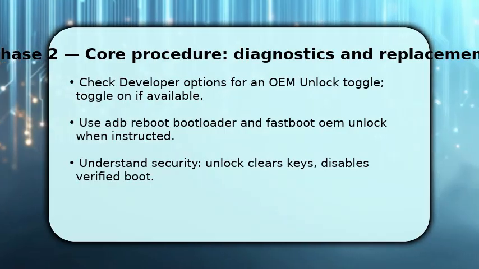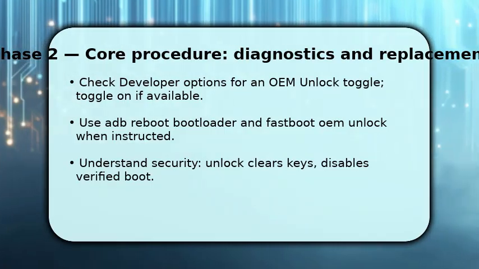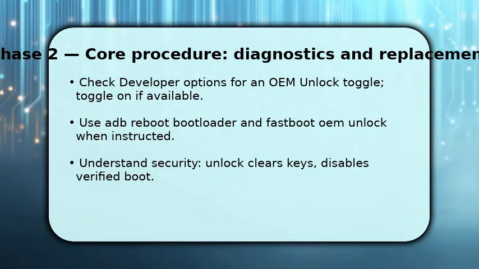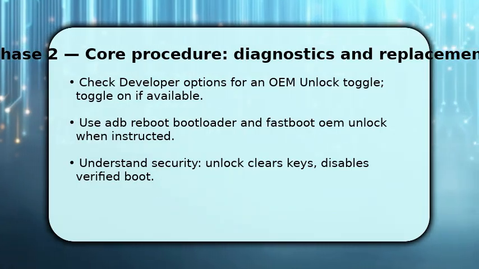Now you move into execution. Check developer options for the OEM unlock toggle. If it's visible, enable it. If not, continue to the next slide.